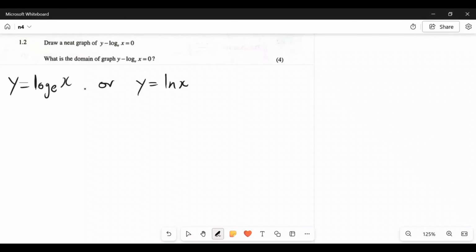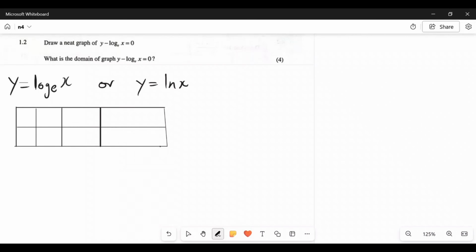In order for you to draw the graph of this log, I prefer that you use a table, guys. For me, the table is one of the easiest methods to draw the graph. So let's create a table and draw our graph. Before we insert the x values, there is something you need to know. The x values that you insert on this row should not be less than 0 and also should not be 0. So x cannot be less than 0 or equaling 0.